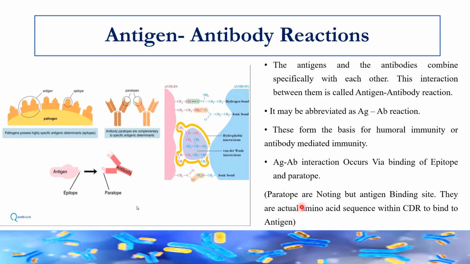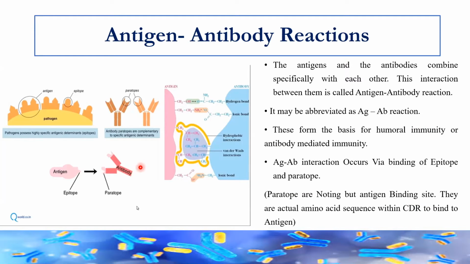What is the paratope then? The paratope is the amino acid sequence within the CDR which is actually binding to the antigen. So your paratope is nothing but, within the CDR, at the antigen binding site, which is binding to the epitope of the antigen. So this is the epitope and it is binding to the paratope. And this is how your antigen antibody reaction occurs. I hope everybody is clear till here.